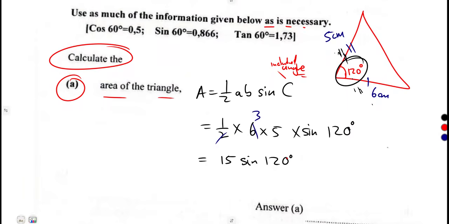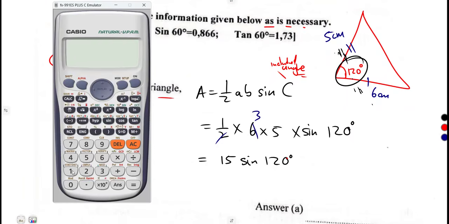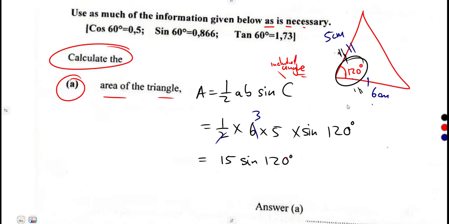If it was paper 2, I would simply take the calculator: 15 sine of 120 degrees, and I obtain the answer. But this is paper 1, and I do not have a calculator. That is why you're taught to use this information. You do not have sine 120; you are given sine 60.